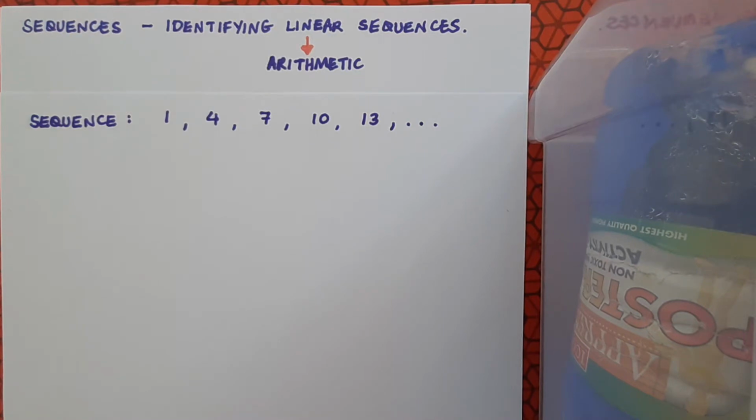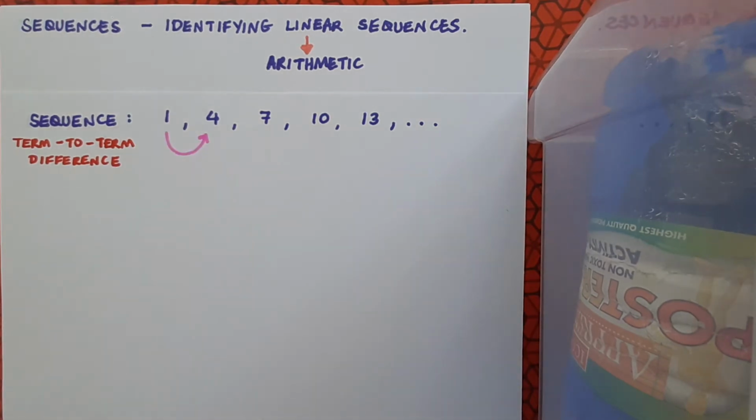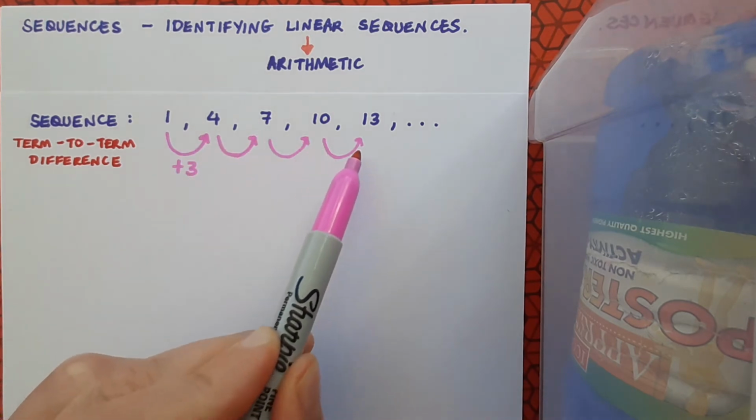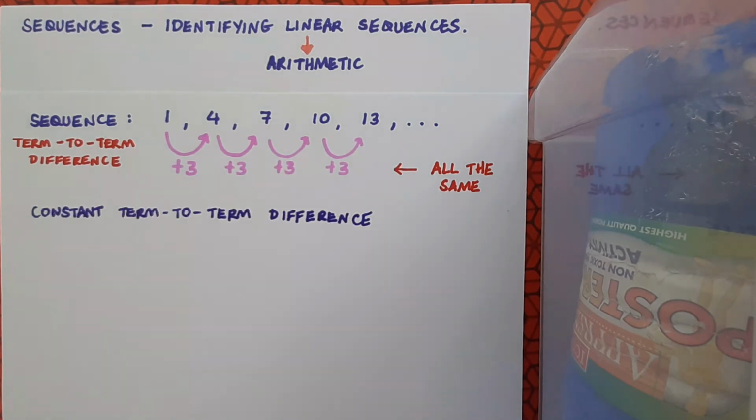The first thing we do to identify a linear sequence is we identify the term-to-term difference. This is just what it takes to get from one term in the sequence to the next. So for example, to get from 1 to 4, I add 3. If I look through the sequence and identify all the term-to-term differences, I can see that in each case, I'd need to add 3 to get from one term to the next. If I find myself in a situation like this example, where all the term-to-term differences are the same, that means I have a linear sequence. So I can say there's a constant term-to-term difference, and this implies that I do in fact have a linear sequence.